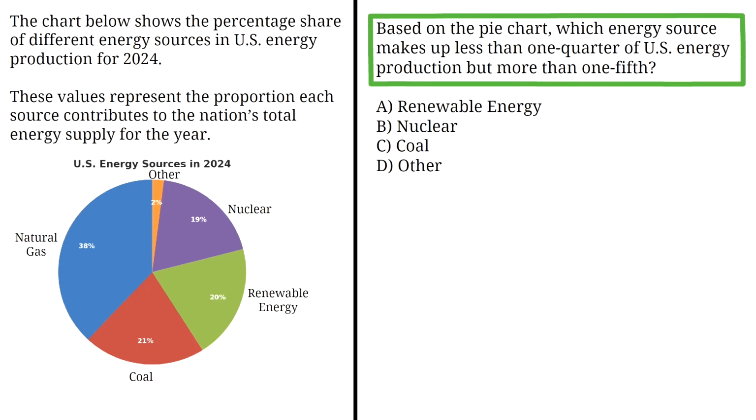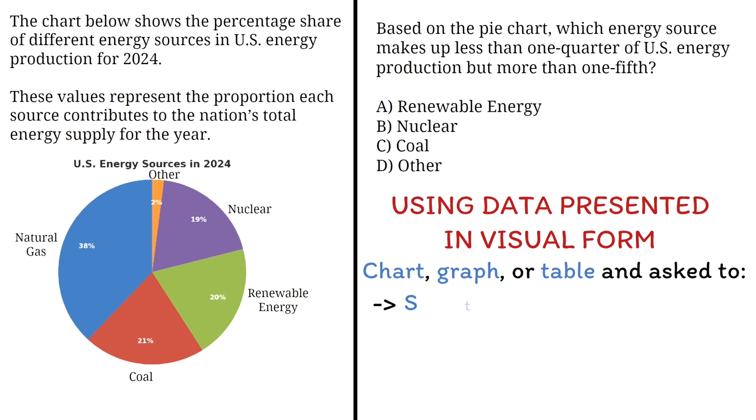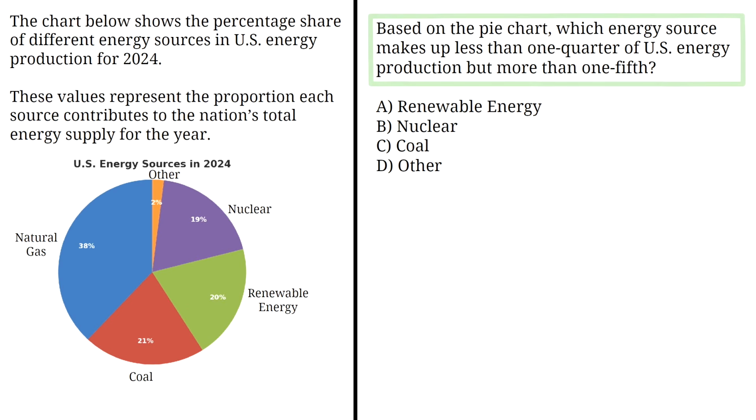This question checks your ability to use data presented in visual form, a key skill for passing the GED Social Studies test. Here, you'll be given a chart, graph, or table and asked to study the information, look for patterns, compare numbers, or perform basic calculations to find the correct answer. First, let's understand exactly what the question is asking. The question says, based on the pie chart, which energy source makes up less than 1/4 of U.S. energy production, but more than 1/5?